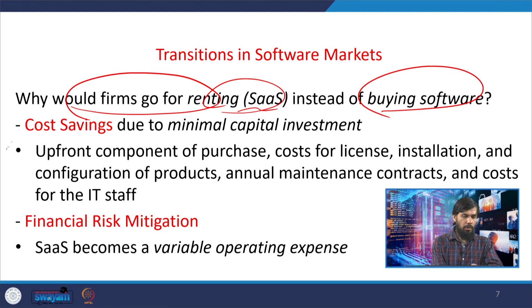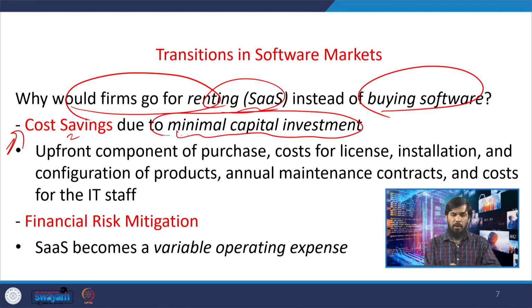So first up is cost savings, one of the important factors. There are lots of cost savings because you would just be incurring minimal capital investment. If you go for SaaS, then the firm would be incurring minimal capital investment, because much of the infrastructure that would be needed and the maintenance that would be needed would be handled by the SaaS provider. So you can see the upfront component of purchase is taken away, in the sense that if you buy software for traditional on-prem use, then you will have to pay the whole price of that software.